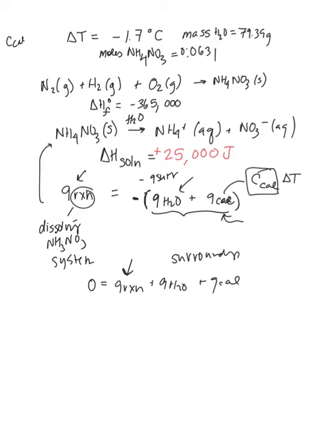So if we repeat our calculations using 25,000 joules, the correct value as our delta H, it turns out the math is actually going to work out and be a lot closer to what we would expect.